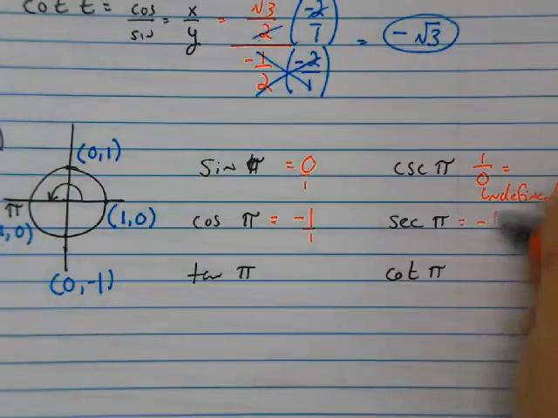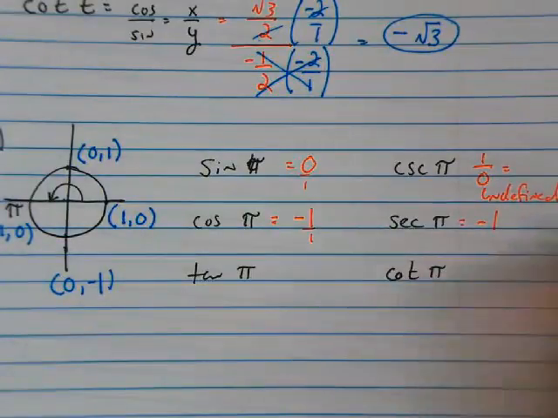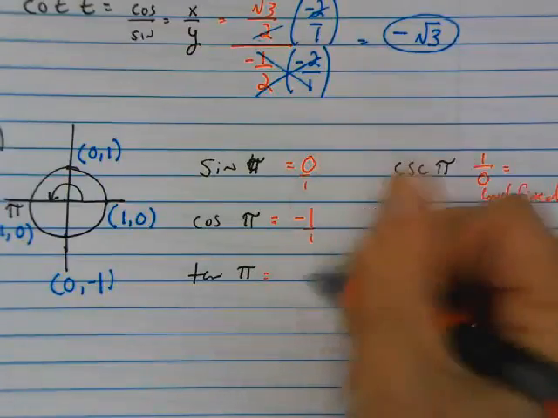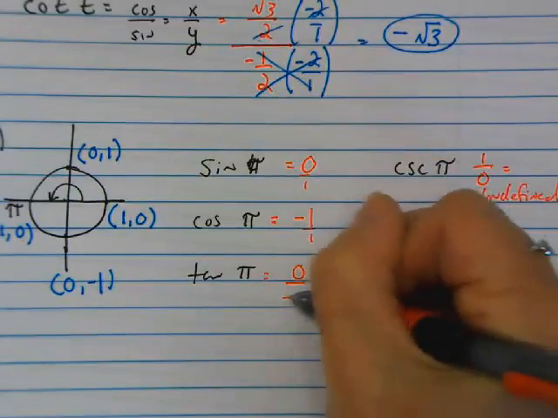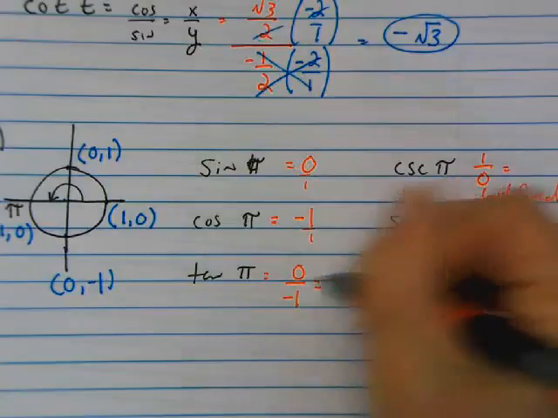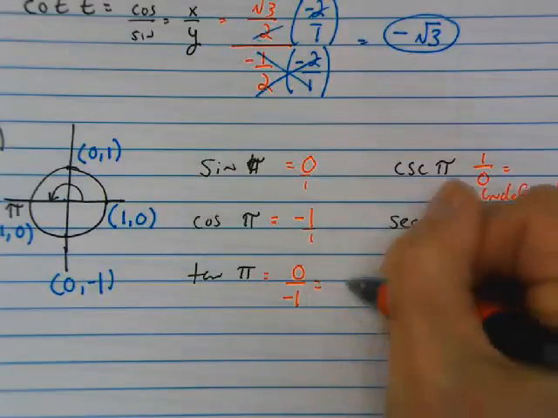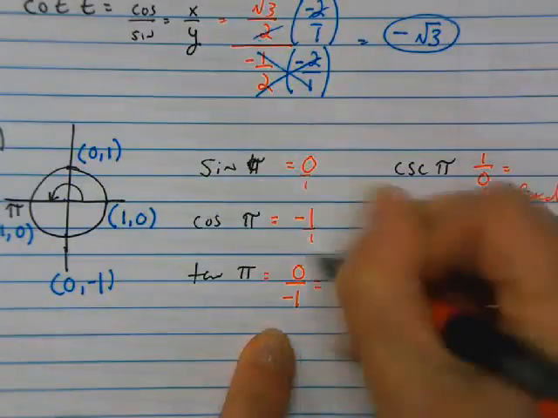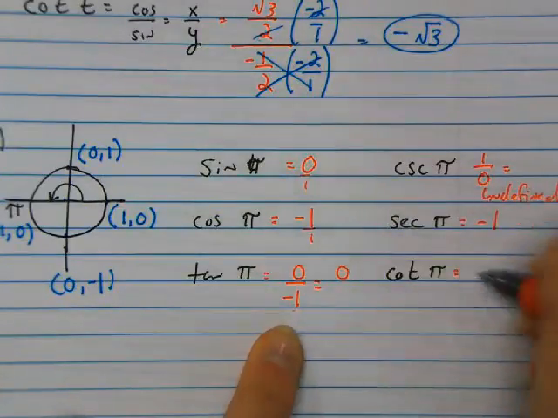Tangent is sine over cosine. So it would be 0 divided by -1, which is 0. The cotangent is the reciprocal of the tangent. -1 over 0, which is undefined.